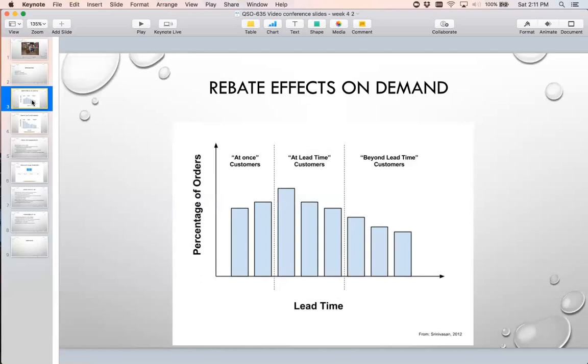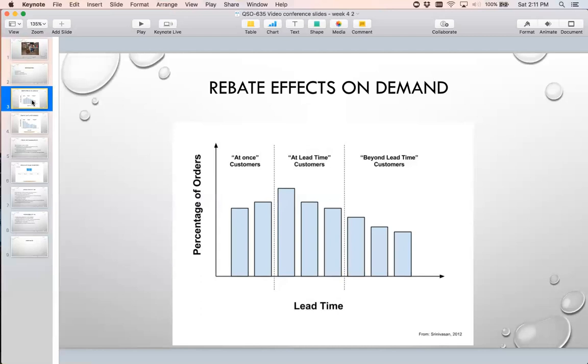The thing about rebates, I covered this graph last week. This is a graph of percentage of orders, which basically reflects demand and lead time. And in general, you have three categories. You have at-once customers, people who want their stuff right now. They're not willing to wait. Then you have at lead time, people who are willing to wait a little bit for the product. And then you have ones that are beyond lead time, people who are very flexible with their demand.